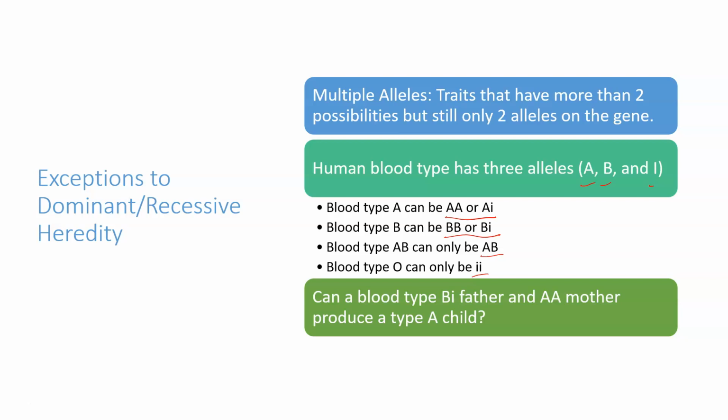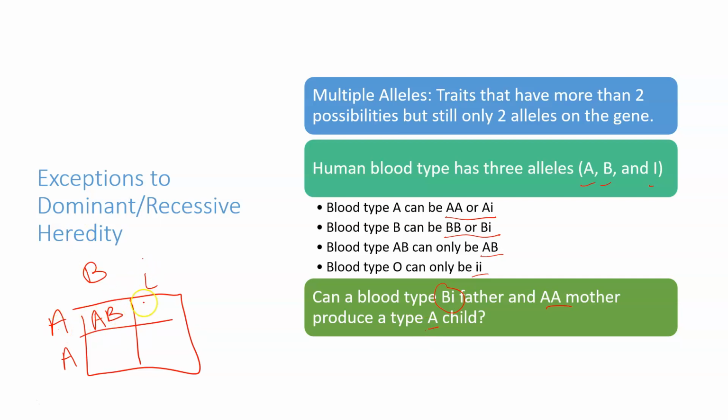So in this situation, it says, can a blood type BI father, so let's make our box here, and an AA mom, so she's blood type A, produce a type A child? Well, let's see. This offspring would be blood type AB. This offspring would be AI, right? I and A. This one would be AB, and this offspring would be AI. So this is blood type AB. This is blood type AB.